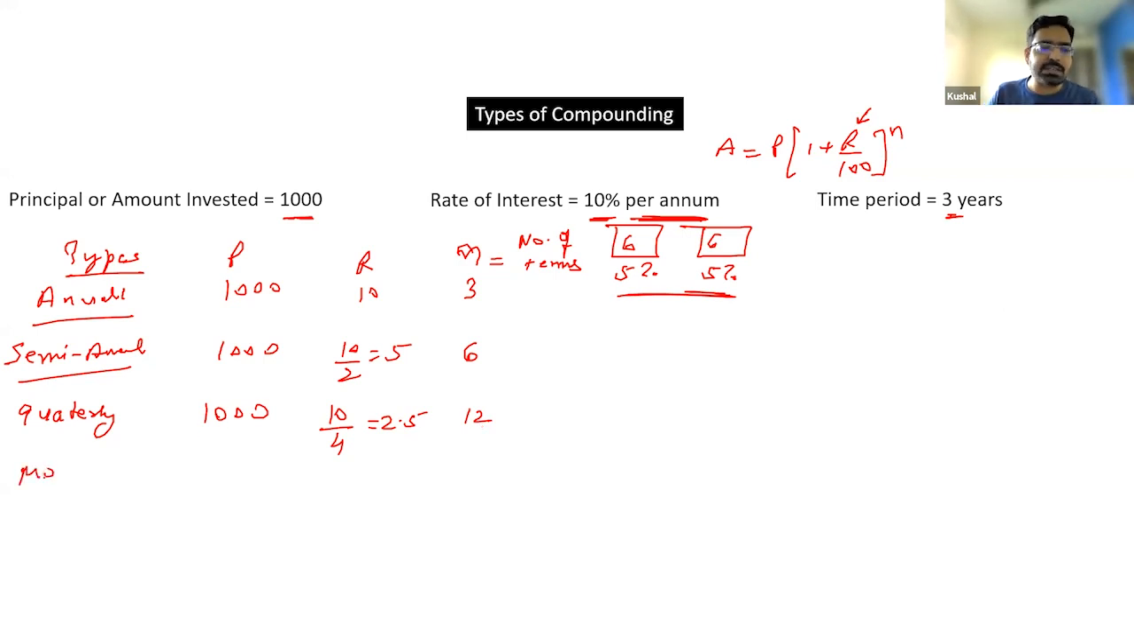And let's say if it is a monthly compounding, then what are the values that I'm going to use? My principal value will still remain the same, which is 1000. My rate of interest must become 10 by 12. And my value of N in 1 year is 12 times compounding. So in 3 years, it is going to be how many times compounding? It's going to be 36 times compounding. So the value of N that I will use over here, in that case, must be 36.